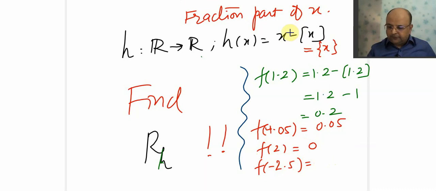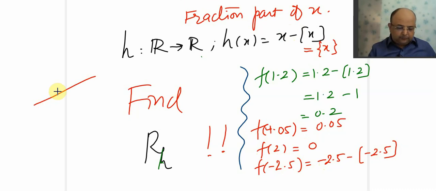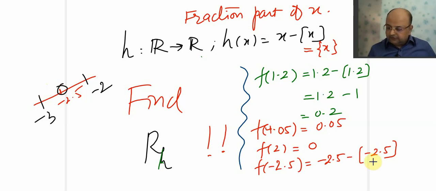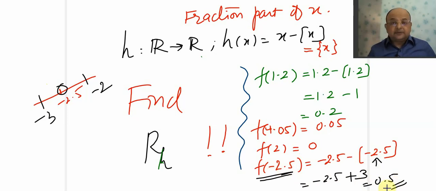Because for minus 2.5, if I put it here, it is minus 2.5 minus box of minus 2.5. Now my minus 2.5 lies between minus 3 and minus 2. So what is the floor of this? Minus 3. So this can be replaced by minus 3. So minus minus plus 3, and this is minus 2.5. So ultimately it will be 0.5. Yes, f of minus 2.5 is 0.5. So it assumes all values between 0 and 1 only.